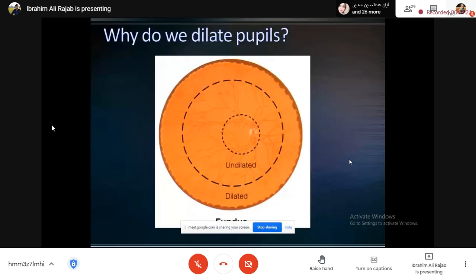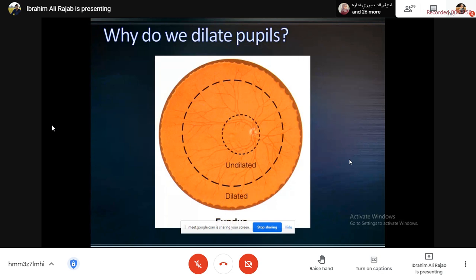Sometimes we need to dilate the pupil to maximize the area of the retina to be examined. As you know, the pupil is the central perforation in the iris. So if we want to examine the peripheral part of the retina, we should dilate the pupil. We should dilate the pupil in two ways.